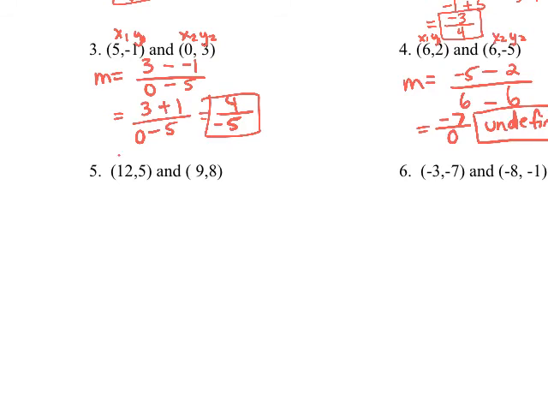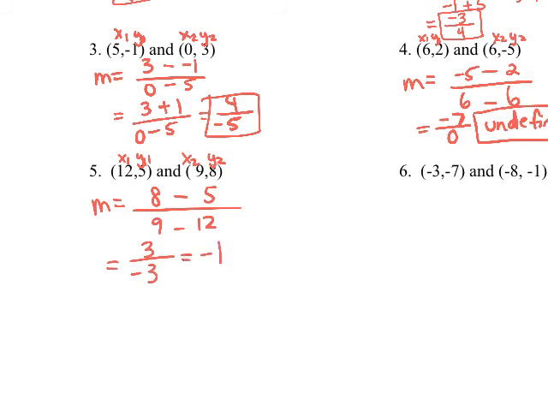So taking a look at the next one, we have x1, y1, x2, y2. Plug it into my formula. I get 8 minus 5, 9 minus 12. I get 8 minus 5, which is 3. 9 minus 12, which is negative 3. Now, 3 over 3, that simplifies to 1. And because we have a negative, I put a negative 1.